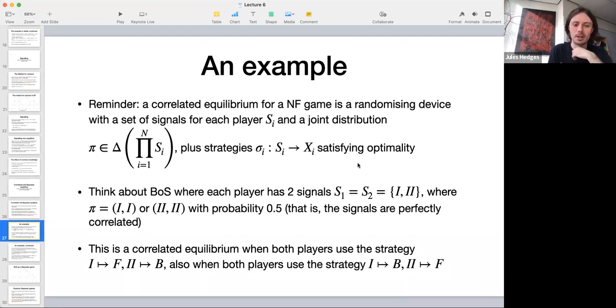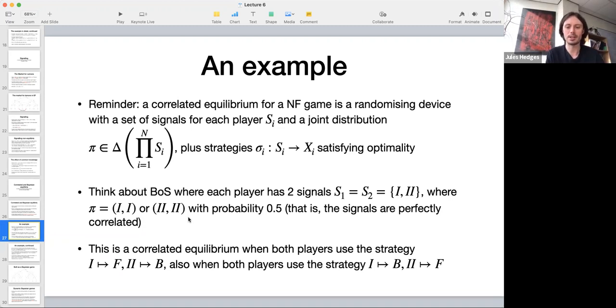So here's an example that we used. I think this was in the exercises for week 2. Think about Battle of the Sexes. This is the coordination game where both players prefer to make the same choice, but given that, one prefers football and one prefers ballet. In the exercises, we had a correlated equilibrium of this, where each player has two signals, and we have a randomizing device where these two signals are perfectly correlated. With probability 1/2, the signals are both 1, and with probability 1/2, the signals are both 2. So there is probability 0 that the signals are different from each other. So we have perfect correlation.